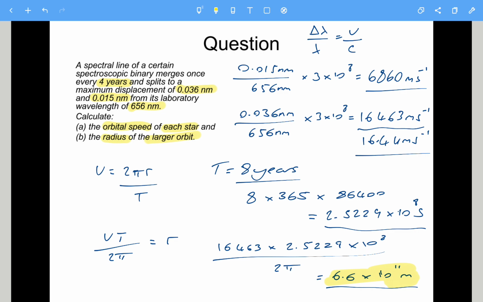Right, hopefully that's given you a good understanding of binary star systems, and this type of question is really typical on examinations, so hopefully that one went well.